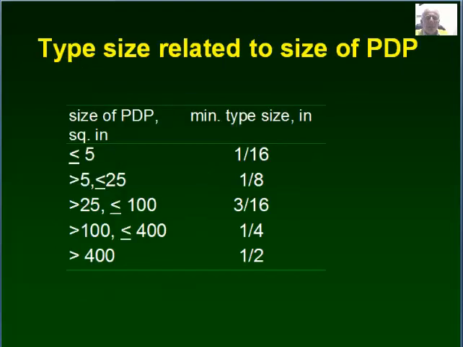There are some type sizes related to the size of the principal display panel. And again, this is only important if you happen to be working for a company and you're working on developing packaging for a particular product, and you have to know what size that net content lettering needs to be, and you know the size of your principal display panel in square inches. This allows you to determine the minimum type size. It can always be larger, but it has to at least meet these minimums.